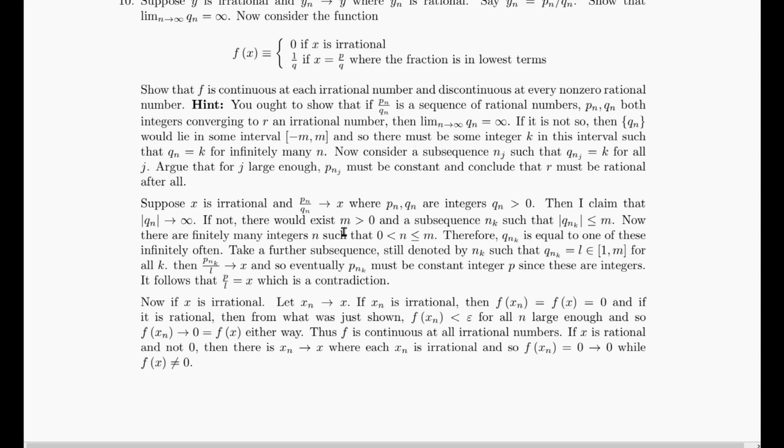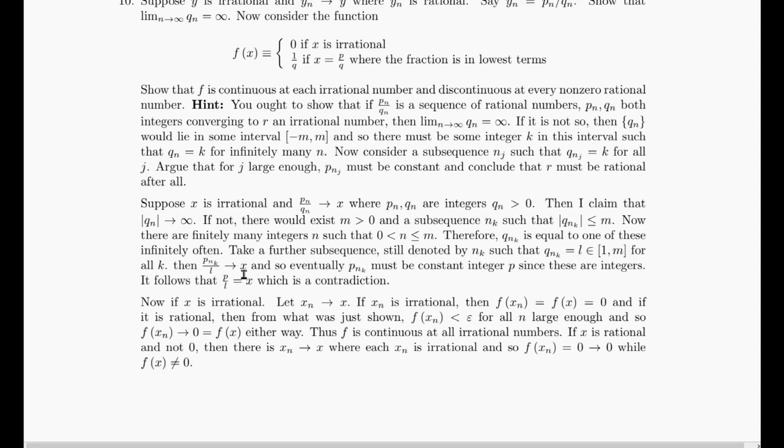Now, if that were not the case, what does it mean? Well, it would mean that there would exist m and a subsequence such that q sub nk is less than m. Since I'm assuming they're all positive, it's not really necessary to take absolute values here. Okay, there are finitely many integers that are bigger than 0 and less than or equal to m. Therefore, q sub nk is equal to one of these for infinitely many k. So I can take a further subsequence such that q sub nk is equal to L, where L is somewhere between 1 and m.